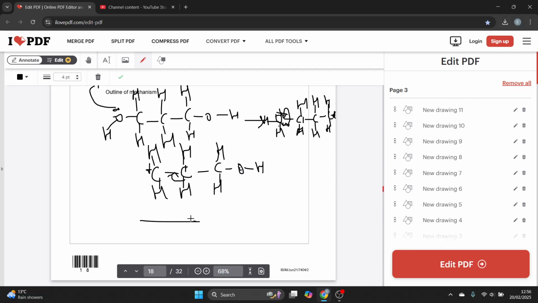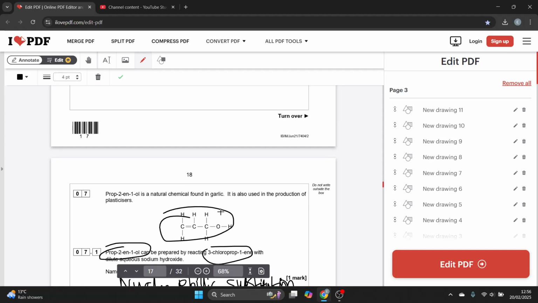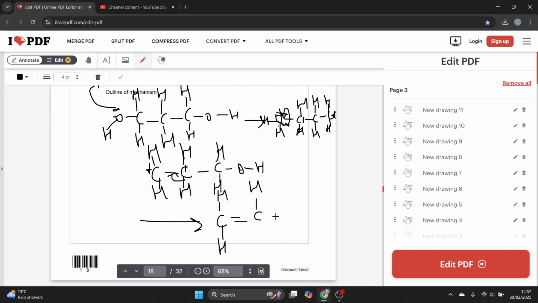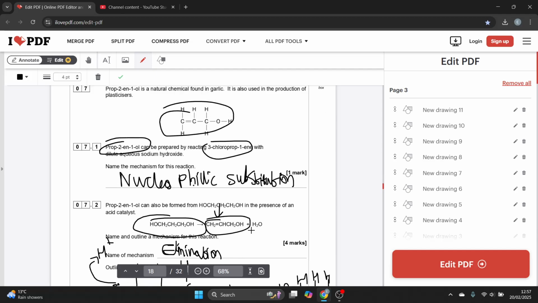And then what happens is then you form the CH2 double bond CH. And then you've got your CH here, CH2 here, OH. And look what we have there. That's exactly that.